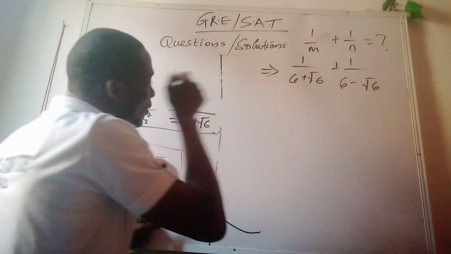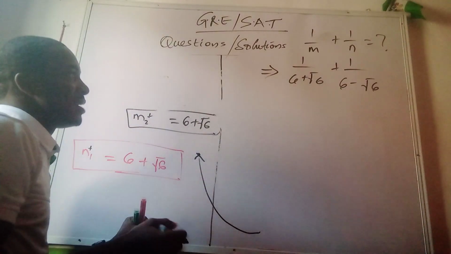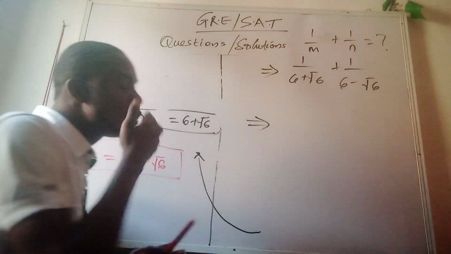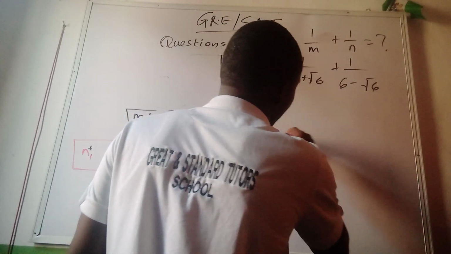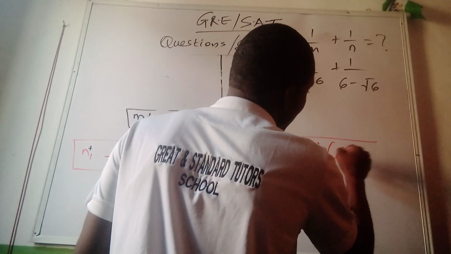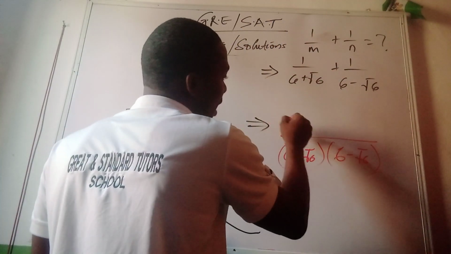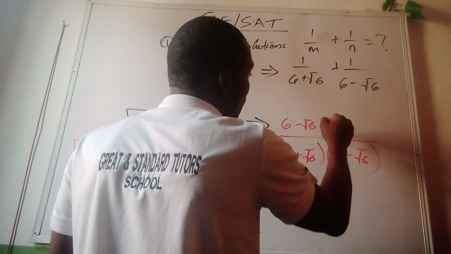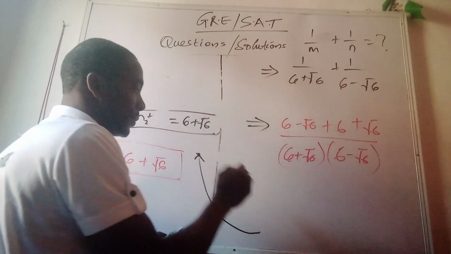If you have it like this, we can rationalize or find the LCM. There are 2 ways to do this, but let's just pick a single route. So let's use the LCM method. What's the LCM of this? I have 6 plus root 6 multiplied by 6 minus root 6. That's the LCM. When I divide, I have only this, 6 minus root 6, and this when I divide by this, I have plus 6 plus root 6. So now let's simplify it.